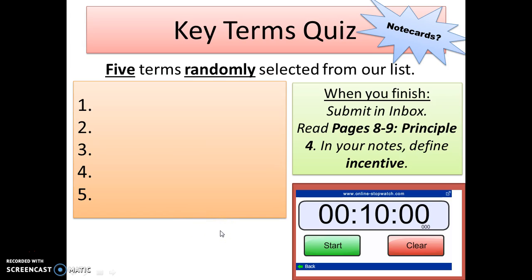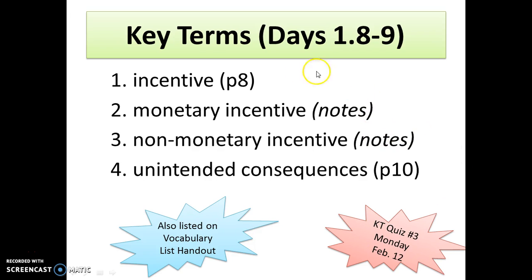We took the key terms quiz. If you missed that, make an appointment with me to get that taken care of. Students then read pages 8 and 9, which is Principle 4, and they were defining and reading some background information on incentives. These are the last set of key terms for Unit 1. We define these 3 today. The last one we'll define next class.